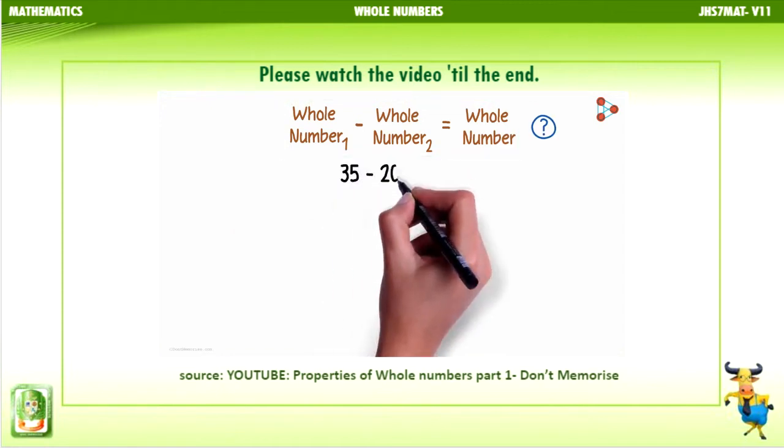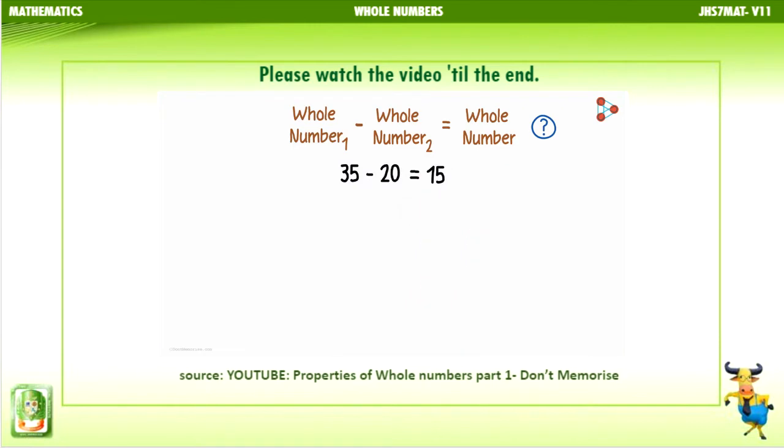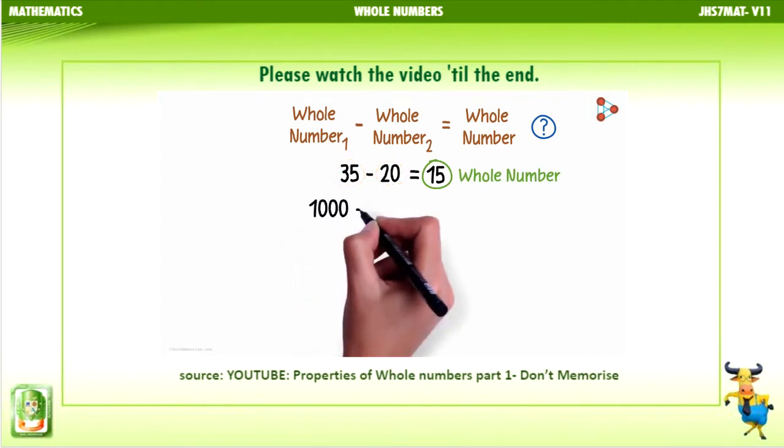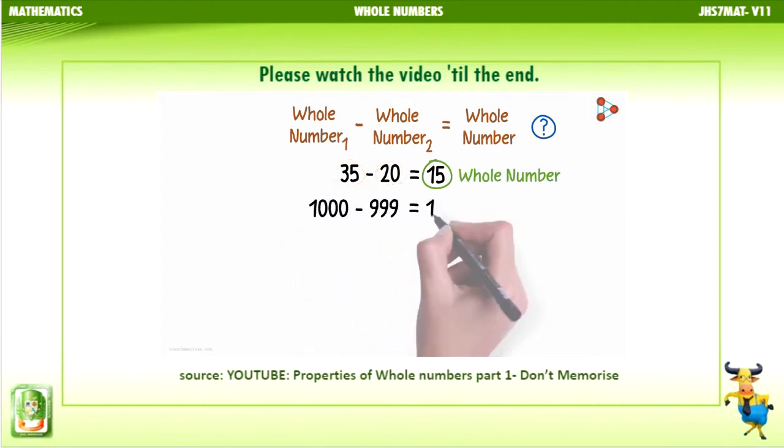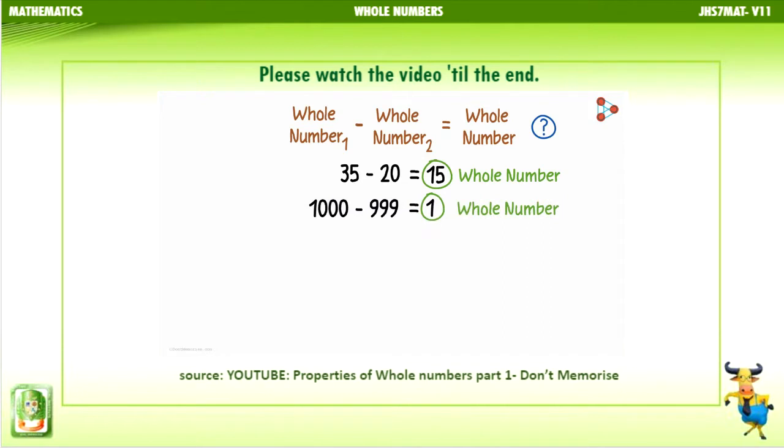35 minus 20 is equal to 15. We subtracted two whole numbers and we got a whole number again. Similarly, 1000 minus 999 will give us 1, a whole number again. What about 5 minus 8? What will we get when we subtract 8 from 5? Wait a moment. Can we even subtract 8 from 5? No, we can't do that. Even if we try to subtract them, here's what we get.